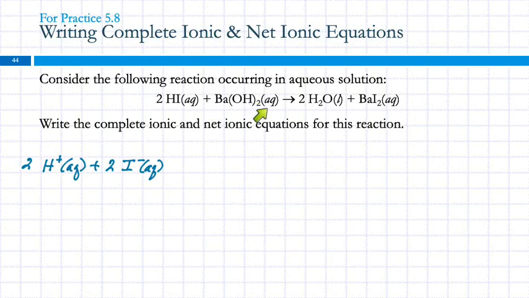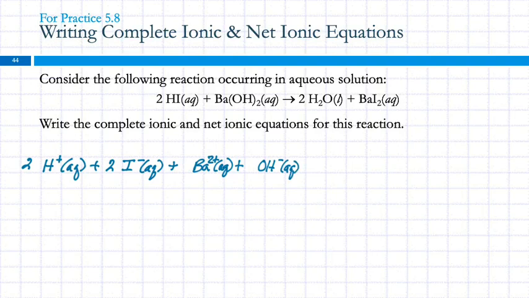And then this one says AQ. Is this an acid? Nope. Okay, we don't have to worry about it. We're going to separate it into ions. Two ions, barium and hydroxide. So barium ion and hydroxide ion.